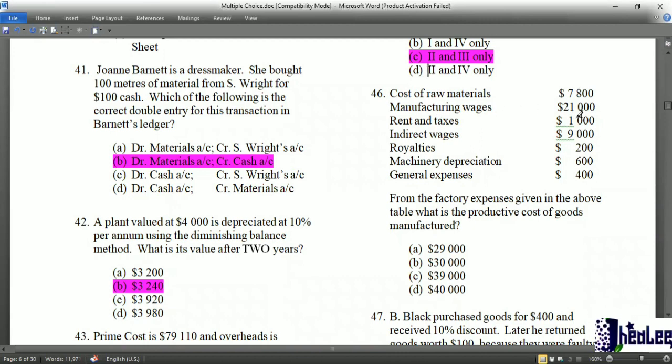So the manufacturing wages are a direct cost added to your cost of raw materials. All these other items, except royalties, are indirect, which are factory overheads. Royalties is a direct cost. So having added everything together, your response is $40,000.